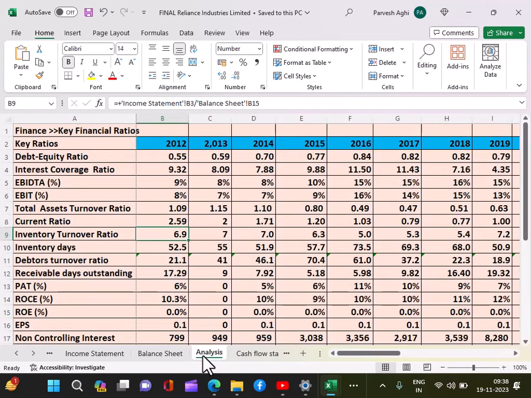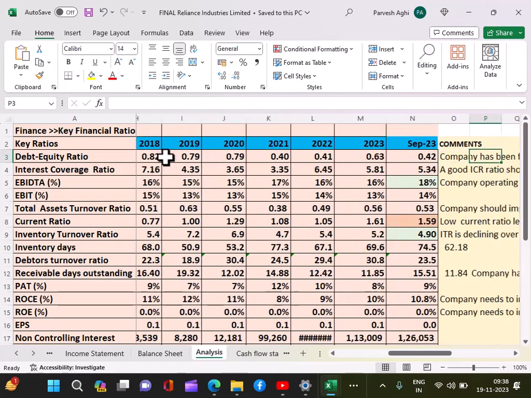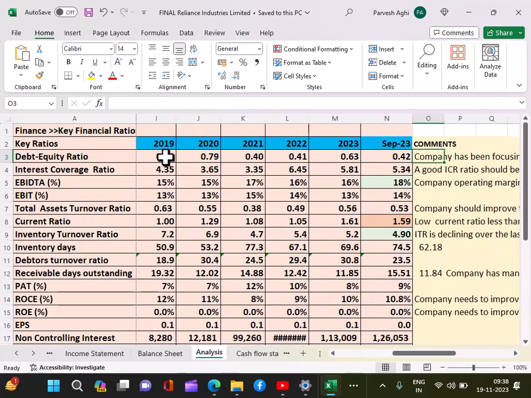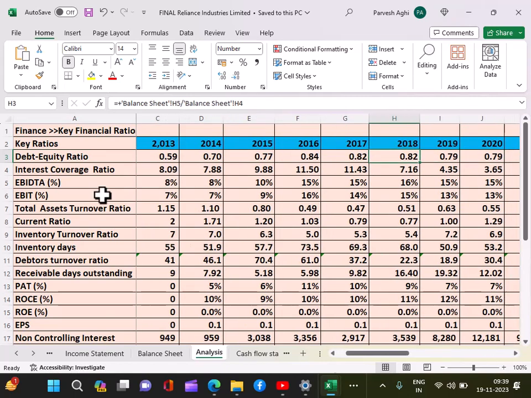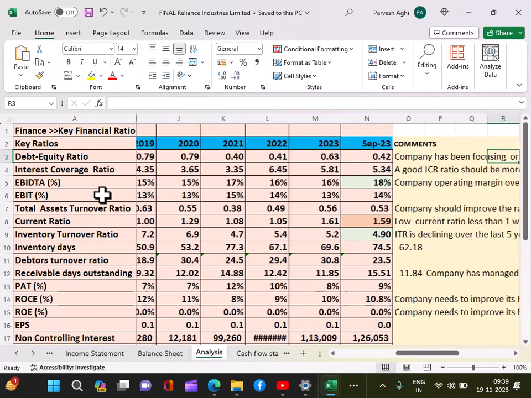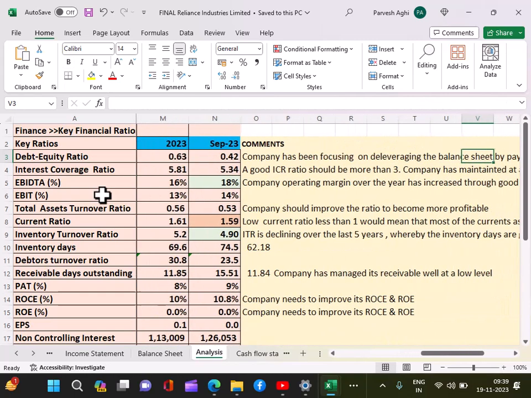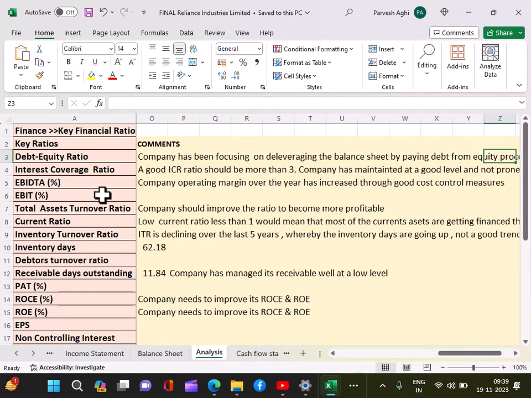So look at the analysis. Debt equity ratio today is how much? 0.42. A year back it was 0.63. Then 0.41, and it started with 0.5. So they've been maintaining a very healthy debt equity ratio. Sometimes it was close to about 0.8. So the company has been focusing on deleveraging the balance sheet by paying debt from equity proceeds.